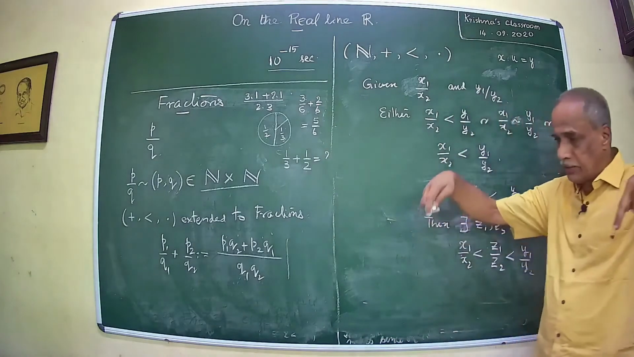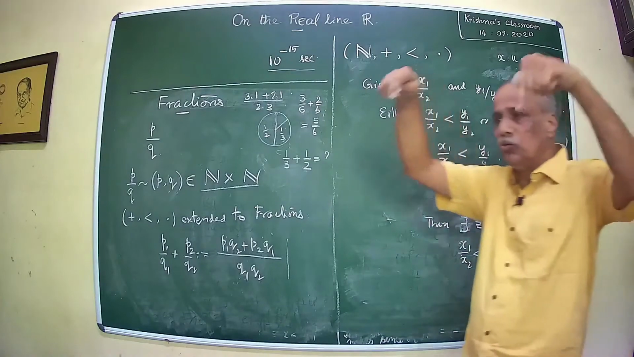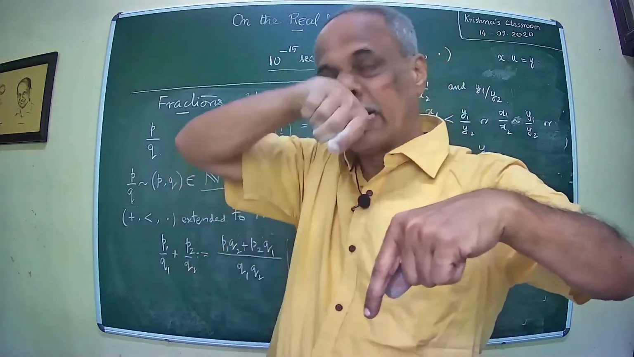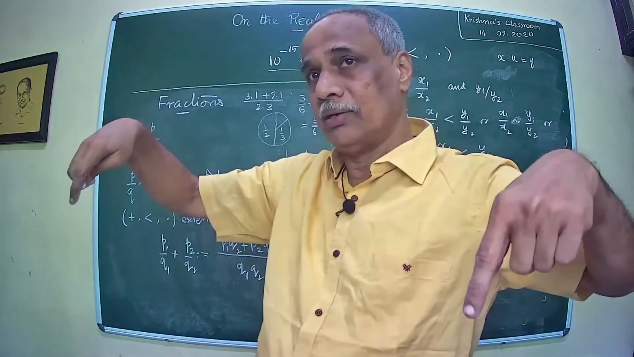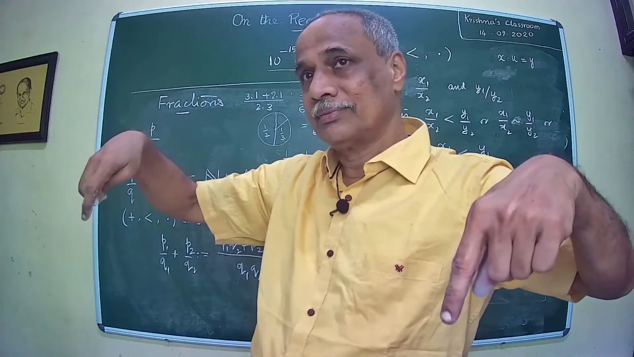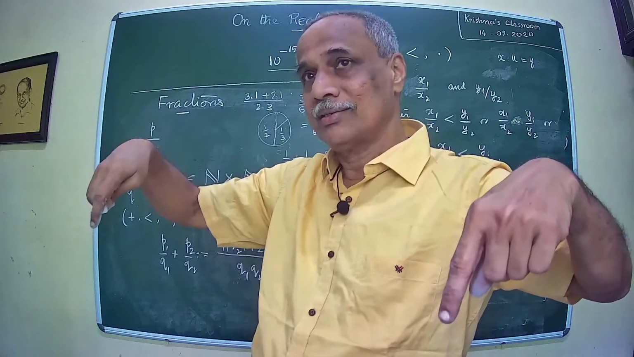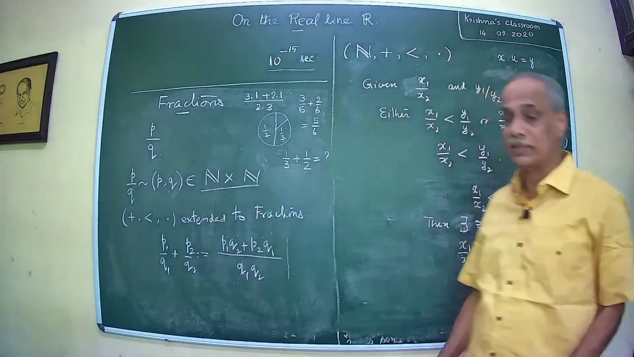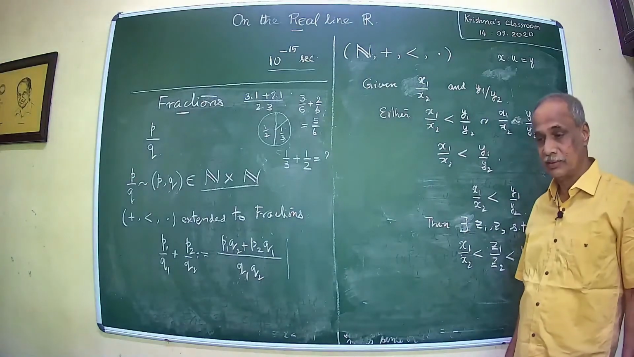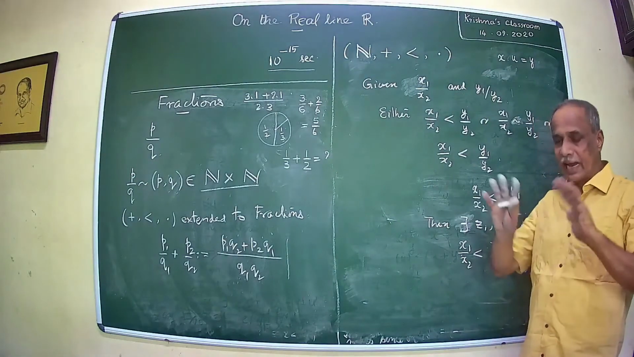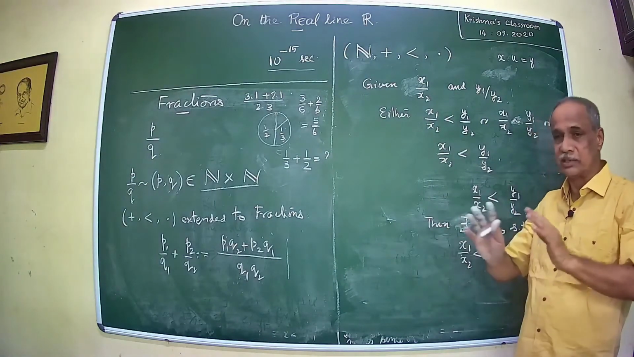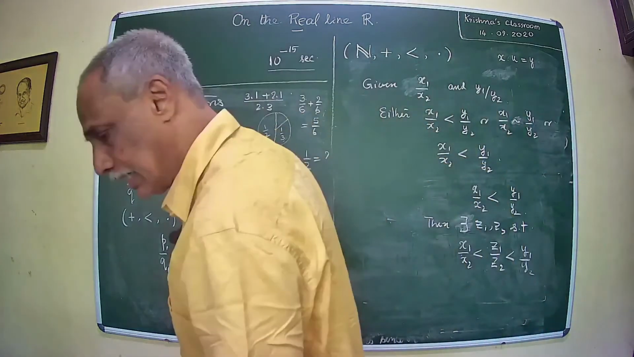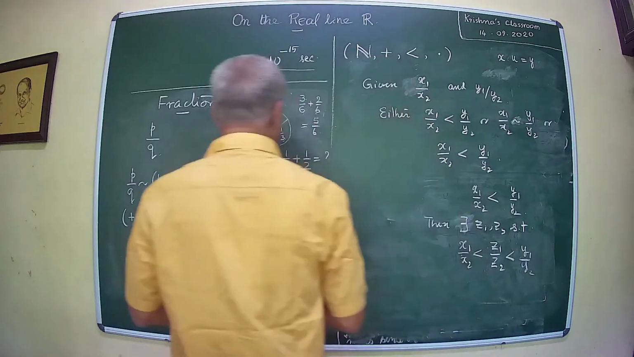What does it mean? It means between two fractions you can always interpose a fraction, whenever they are not equal. Okay, this is a very, very important and deeper property of the fractions. Now from fractions we manufacture the so-called rational numbers. So I will just say what rational numbers are.